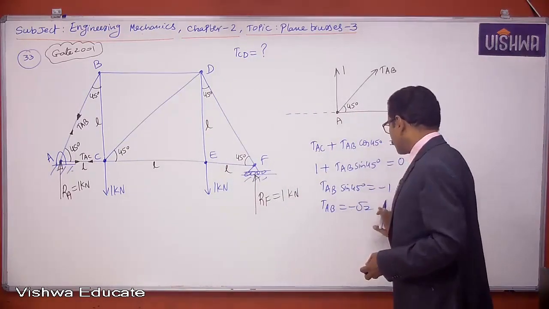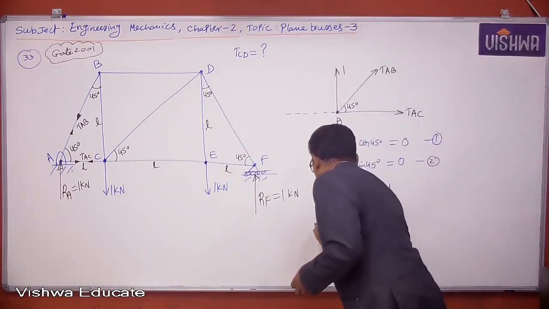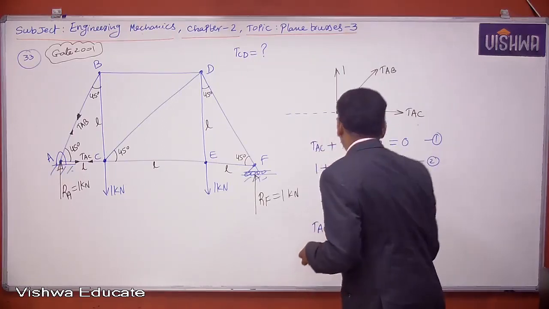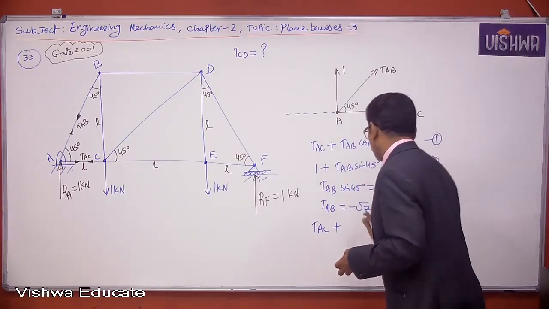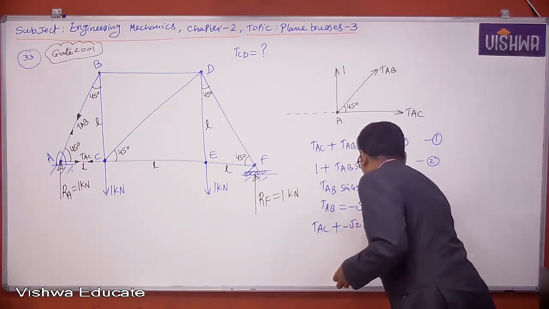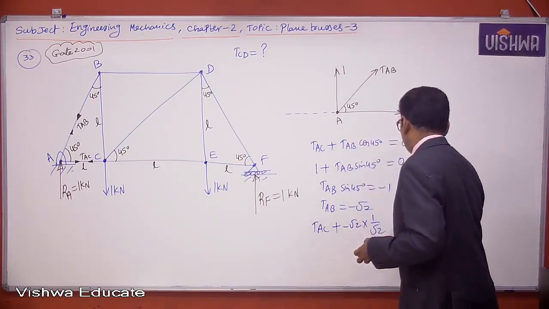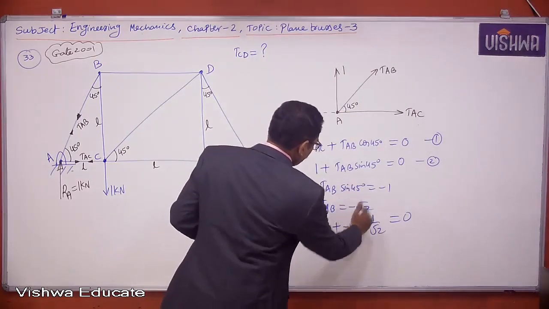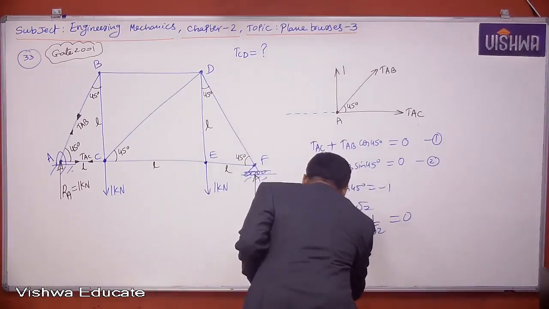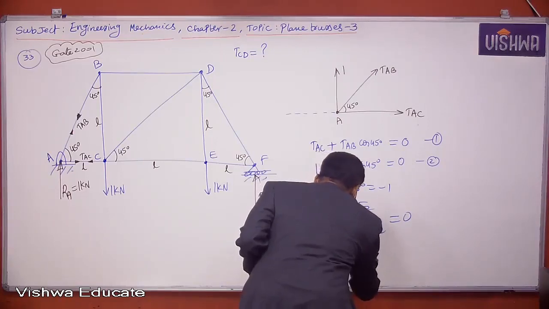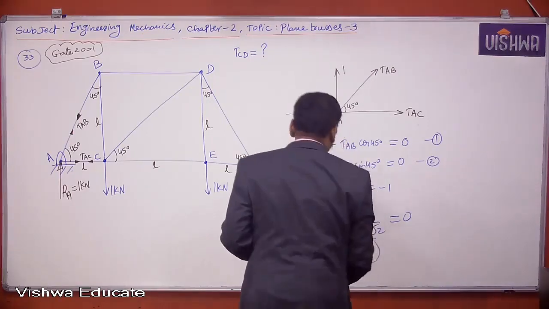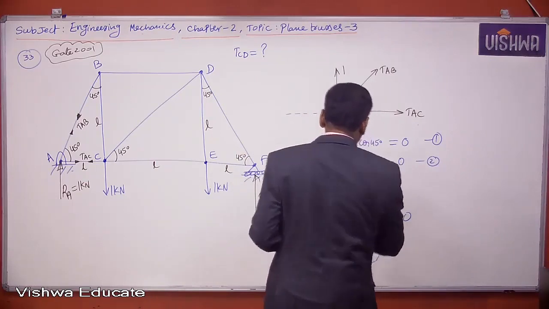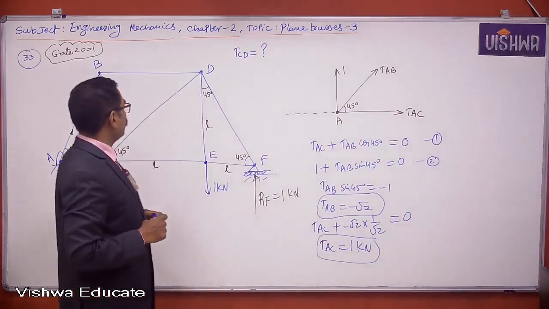Now, putting this TAB in the above expression, TAC plus TAB cos 45 equals 0. TAB is minus root 2, cos 45 is 1 by root 2. Root 2 will be cancelled. On bringing minus 1 to the other side, plus 1 will come. So TAC is equal to 1 kilonewton and TAB is equal to minus root 2 kilonewton.